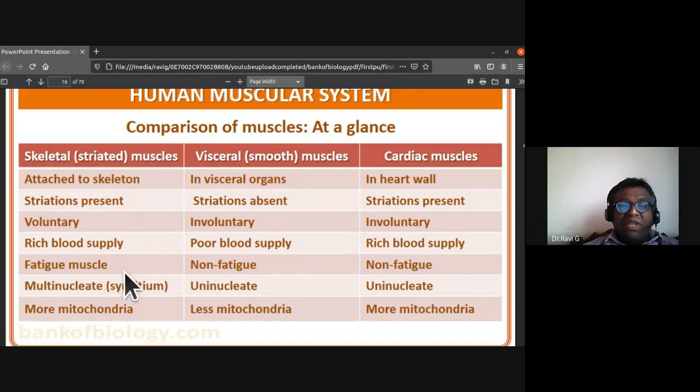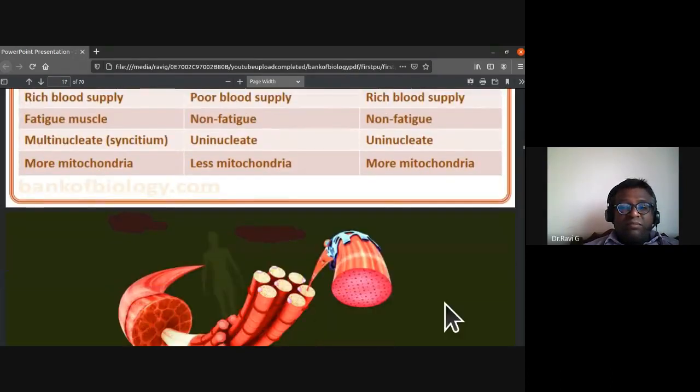Skeletal muscles undergo fatigue, that is, they become tired. There is no fatigue in smooth muscles, and even cardiac muscles do not undergo fatigue or tiredness. Skeletal muscles are multinucleate since they do not have cross walls. You can notice the syncytium with multinucleate condition. Visceral muscles are uninucleate, and cardiac muscles are uninucleate. They also have intercalated discs. Cardiac muscles are also branched. More mitochondria are found in skeletal muscles, fewer in visceral muscles, and cardiac muscles have more mitochondria.